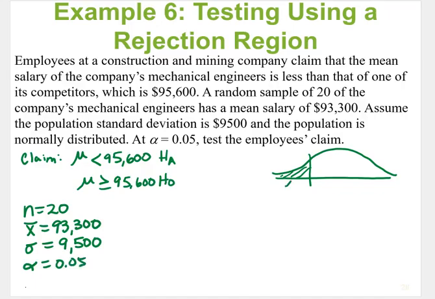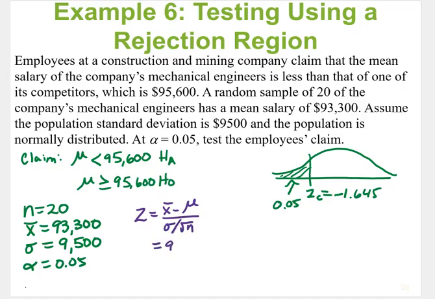So that means this area right here is 0.05. We need to find the critical value right here, so that we know when our test will be rejected or not. So I'm going to look up an area of 0.05 in my table, and I find that that gives me a critical value of negative 1.645. Now I need to find my test statistic and find out where that falls. My test z, remember, is x bar minus mu over sigma divided by the square root of n. So we're going to plug in everything we know.